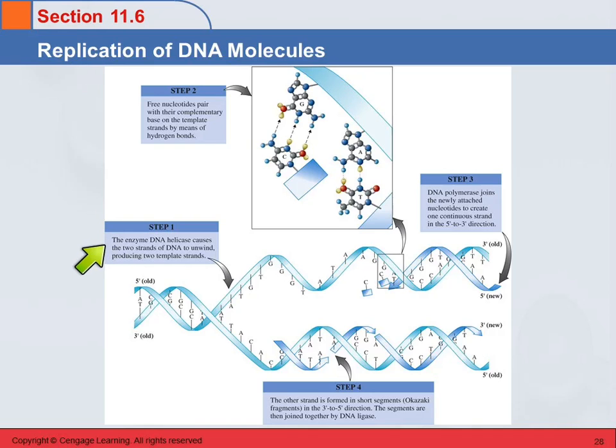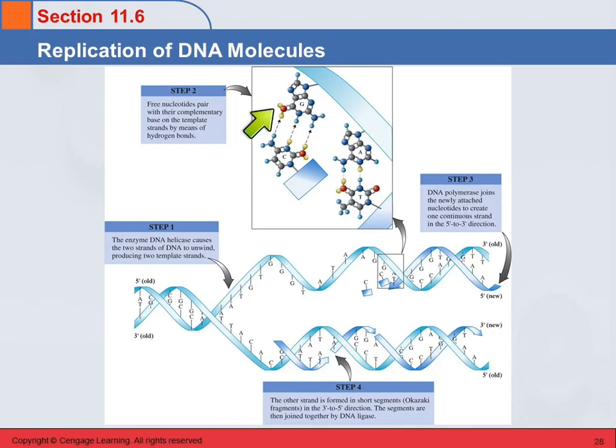Step 1, DNA helicase unwinds the 2 strands of DNA. And what happens there is the hydrogen bonds that are holding those base pairs together are broken. Then in step 2, free nucleotides pair with their complementary bases on those template strands by means of hydrogen bonds.